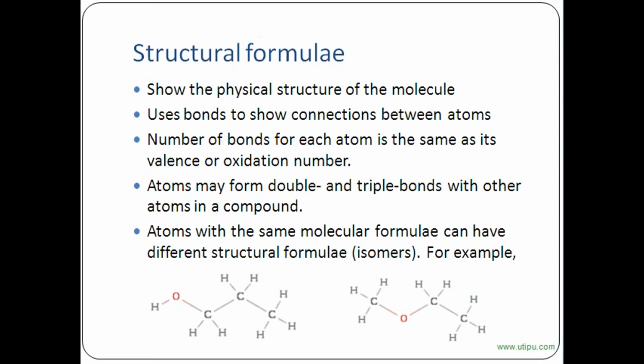All right, next one up here. It is possible for molecules to have the same molecular formula but different structural formulas. That is, they have the same number of atoms of each type, but when you actually put them together, they have a different structure. Two molecules like this are called isomers. Two isomers are ones that have the same molecular formula but different structural formulas.